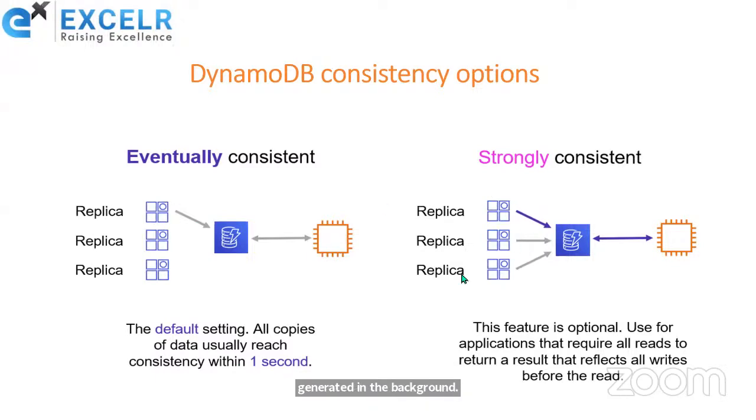Strongly consistent can also have multiple replicas, which is possible. By default, it will be set to 1 replica, and you can also have multiple replicas as a kind of backup. This feature is optional, used for applications that require all reads and writes to reflect the result of all reads and writes before the read.